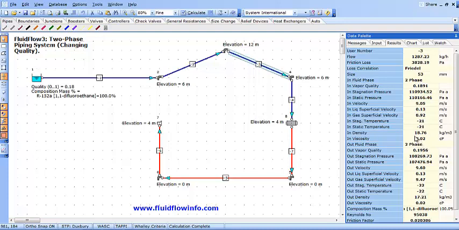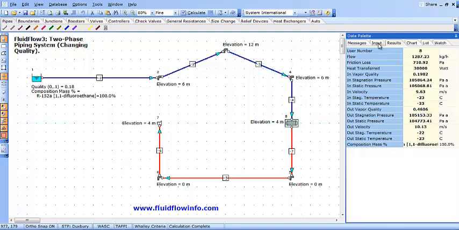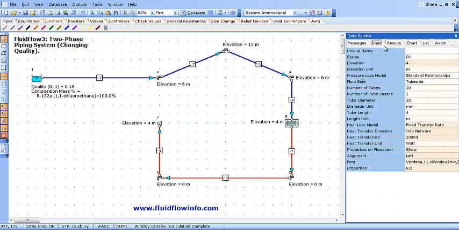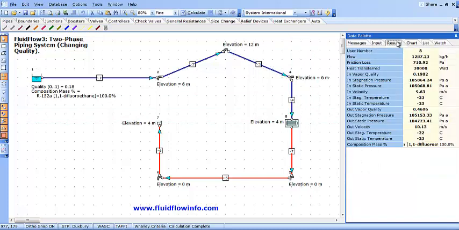If we look at the heat exchanger, we are adding some 30 kilowatts of heat to the system. This has the effect of vaporizing additional liquid. The result is the vapor quality increases from 0.1982 to 0.4606.